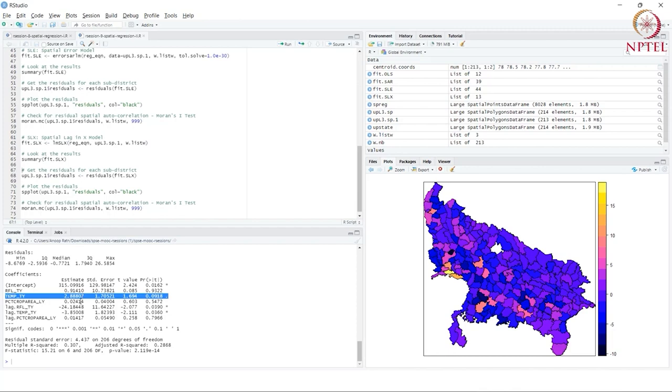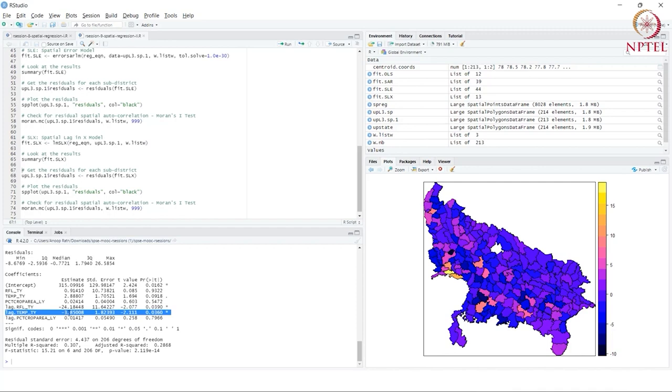We didn't have this result when we didn't include the spatially lagged temperature variable. But if we include the spatially lagged temperature variable, then we have a significant coefficient. But interestingly, the lagged temperature variable has a negative sign. So you'll have to think about what that means.